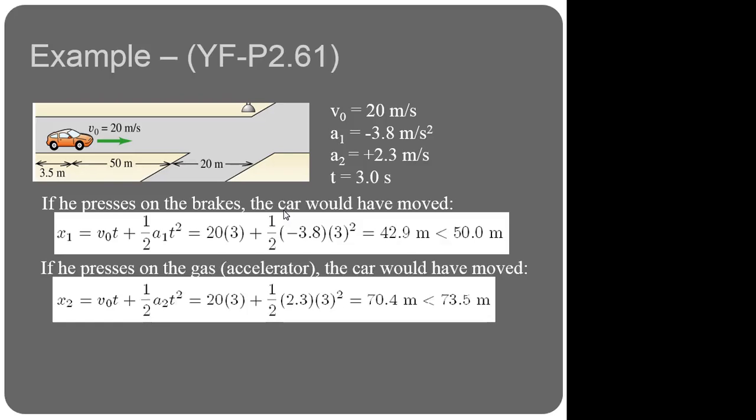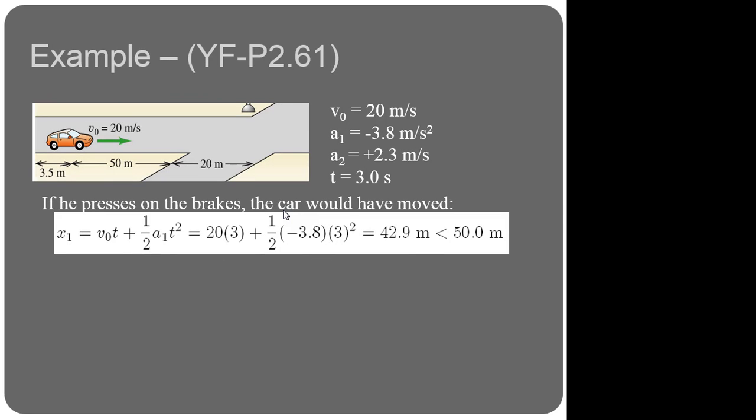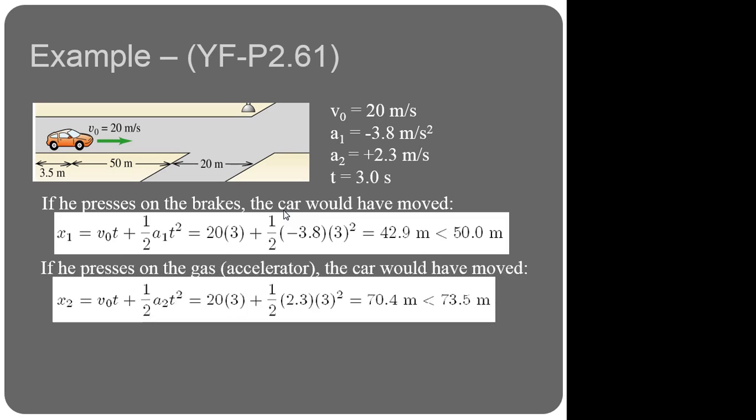You must ask whether it's still okay, never mind. Let's answer the question first. If he steps on the accelerator, the car would have moved 70.4 meters, which is not enough for him to clear the intersection because of the car's length. The front of the car would have reached 70.4 meters, which means about 3.1 meters of the car will be still within the intersection. So at this point, if you're just answering the question, you will say he should step on the gas accelerator.